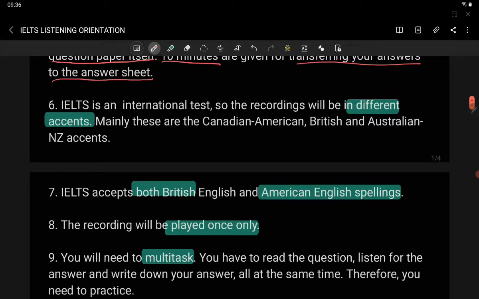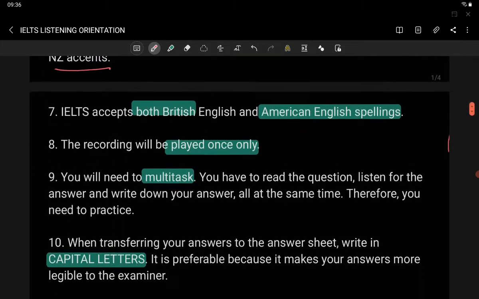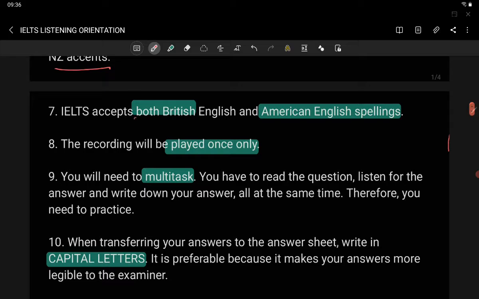Then, IELTS, we all know, is an international test, so the recordings will be in different types of accents. So you can get the Canadian American, the British, or the Australian New Zealand accents. Okay, they will be present in all the work that we will be doing, in every sample we will be doing. So I think you will get enough practice by the end of it. IELTS accepts both British and American English spellings. So you can use either American or British spellings, but they have to be correct.